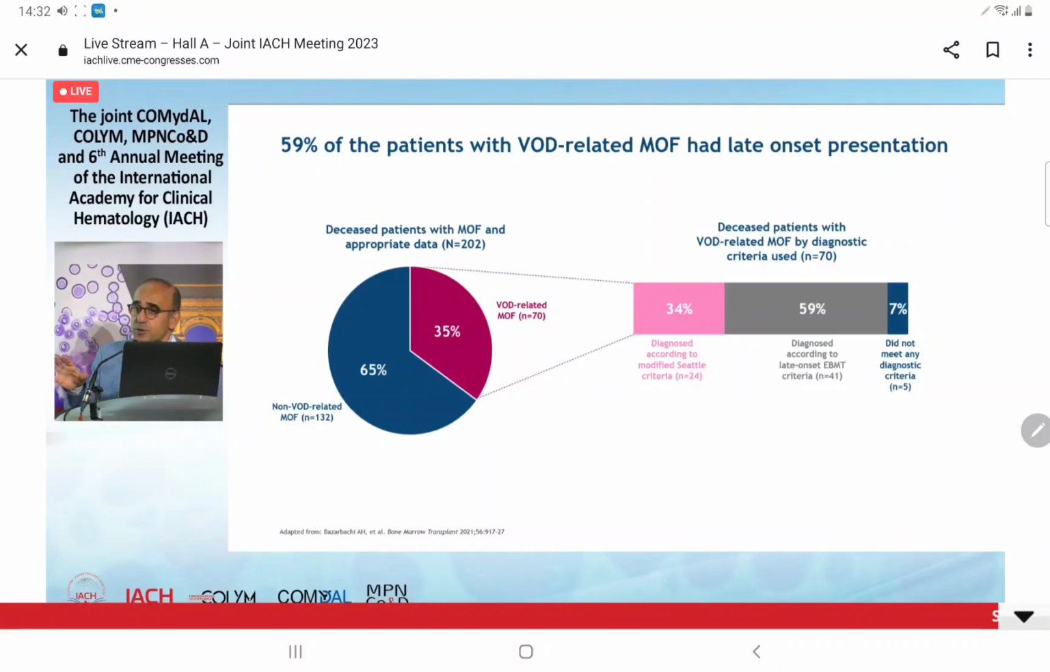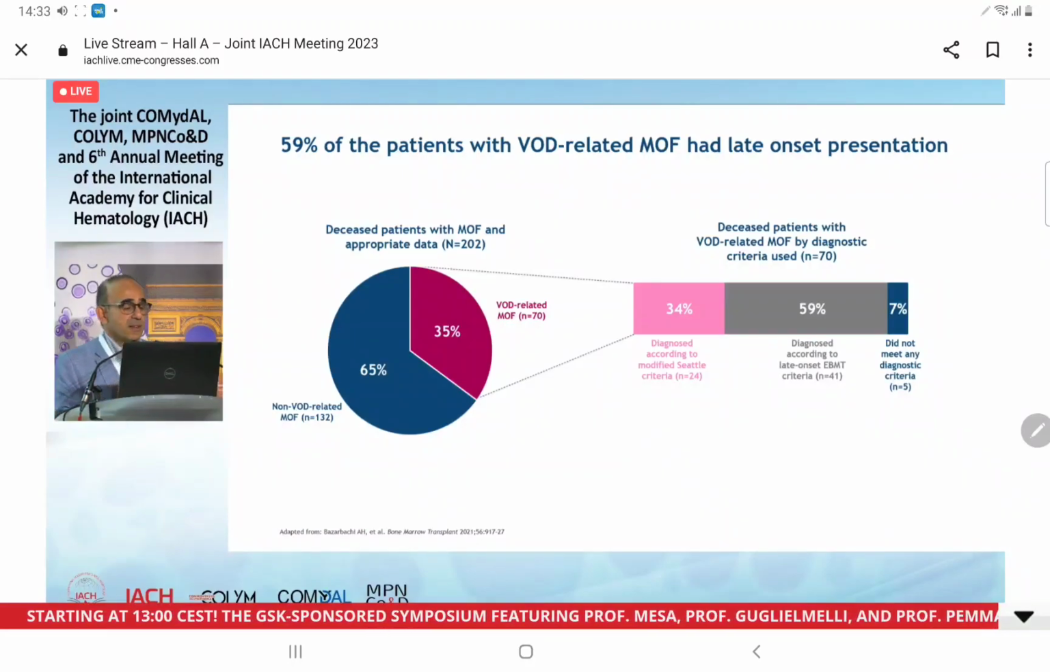And actually, when you look to the criteria for diagnosing VOD, and here, please don't misunderstand me, it's not an issue that the physician wasn't able to do it. The problem was that these were really complex cases, because 34% actually could be diagnosed according to the Seattle criteria, modified Seattle criteria, 59% according to the EBMT criteria.